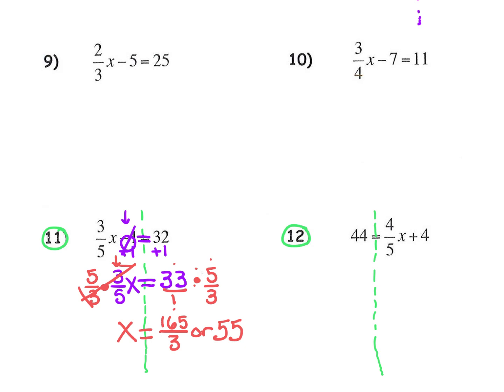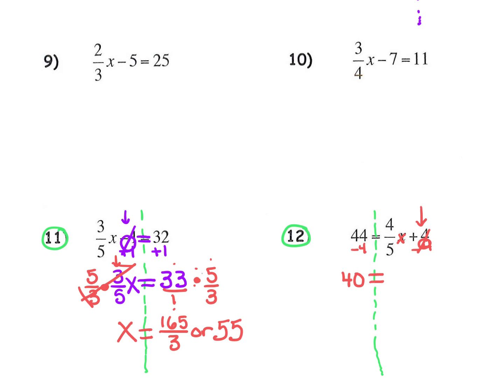Okay, let's do one more together, number 12. On number 12, of course, we're solving for the x variable. We need to get rid of plus 4 first. So in order to zero out that term, let's subtract 4 from both sides and zero it out. Now once we subtract, we get 40 over here on the left.